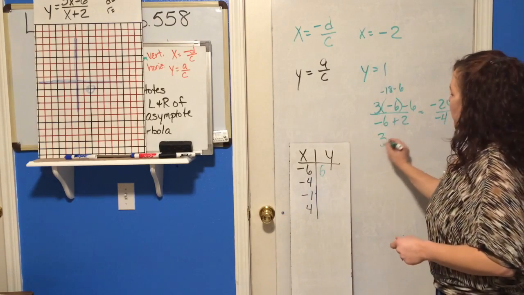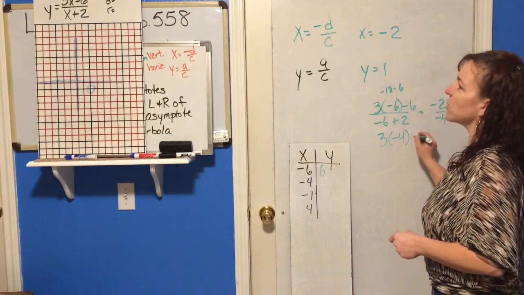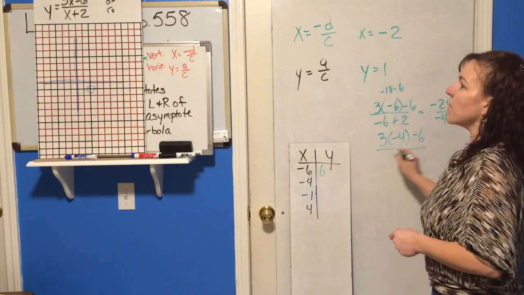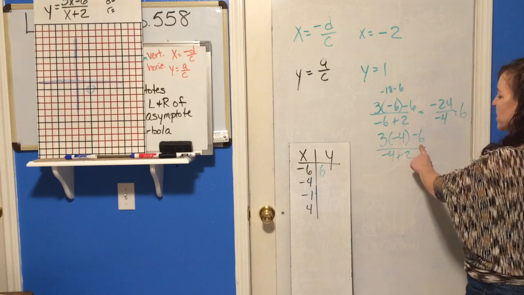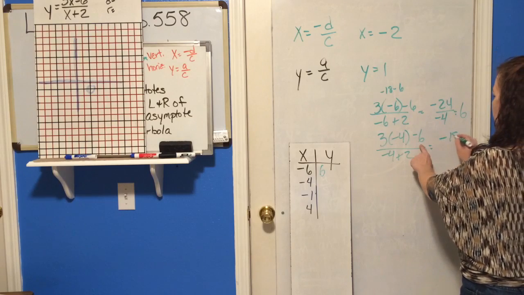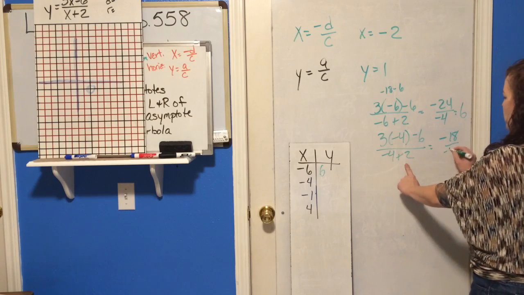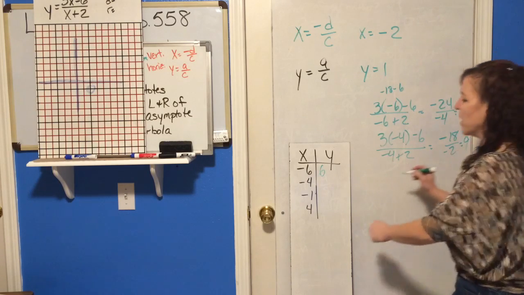And then 3 times a negative 4. Do this on your own real quick. See if you can beat me. Negative 4 plus 2. Negative 12 minus 6 is negative 18, over negative 2 is positive 9.